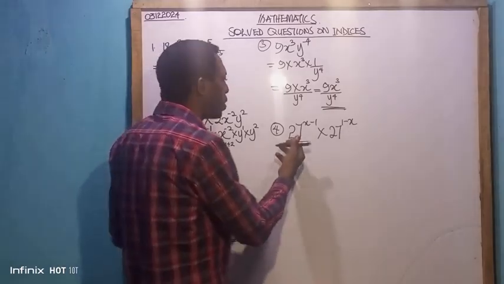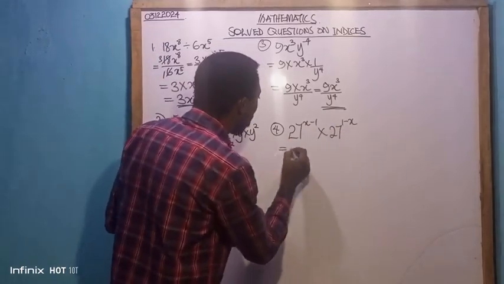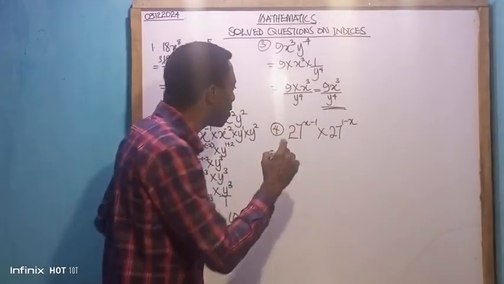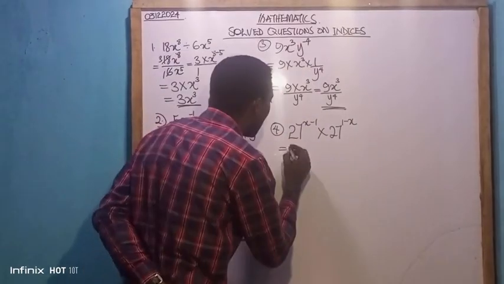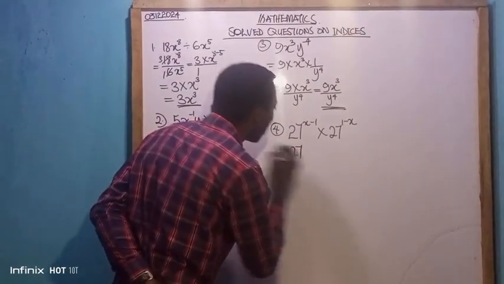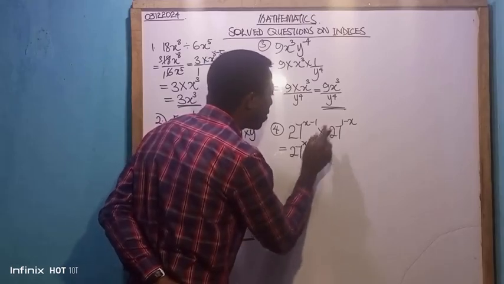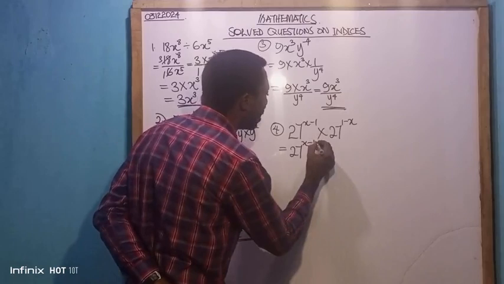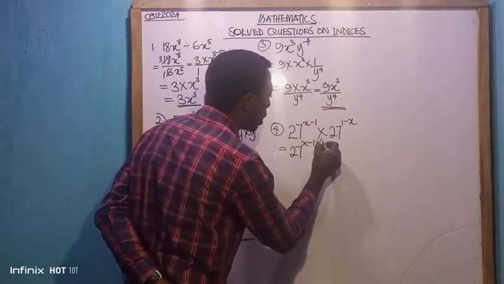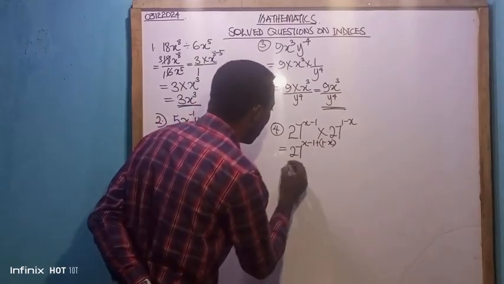So if we're having 27 and we're having 27, the law says you pick one. You're having the same number that have different power. So that will be 27. Then we have x minus 1. Since this is multiplication, then plus 1 minus x. You have it that way.